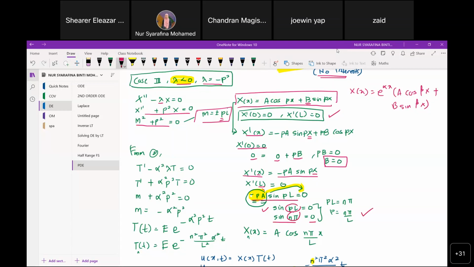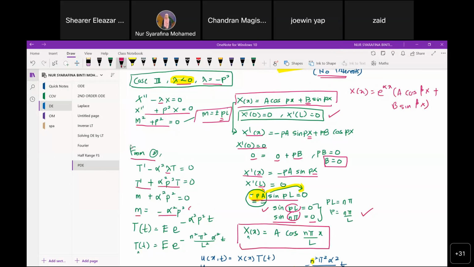Now you have your p equals to n pi over L. Then your x here is a cos n pi x over L. So this is your x. Okay, for the third case, we have our x. Then we can proceed with finding t. So from the second equation, now your lambda is negative p squared. Substitute, give you t prime plus alpha squared p squared t. Change to the characteristic equation. Your m is negative alpha squared p squared.